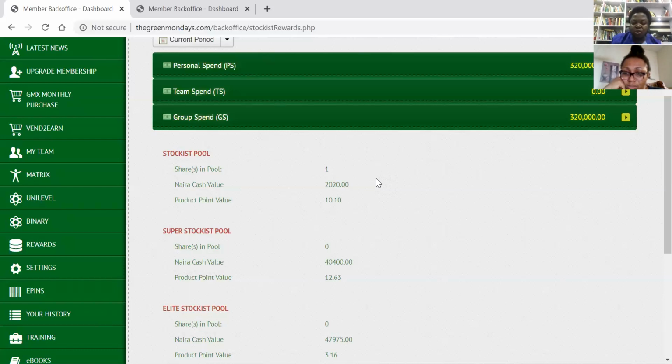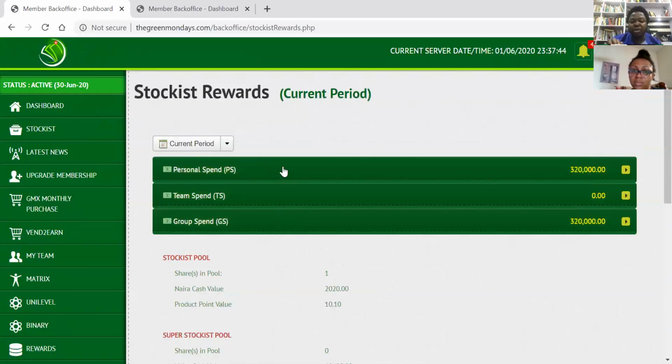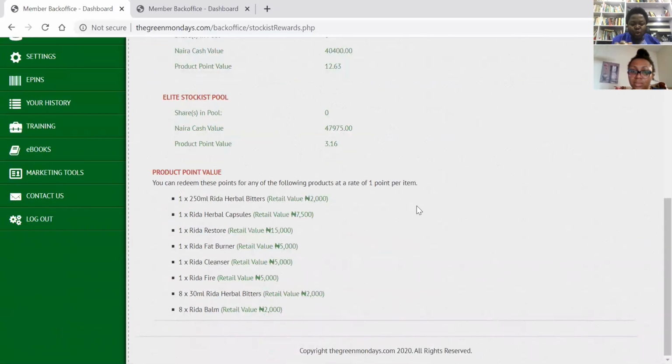Let's scroll up a bit. So look at the points. It says that your product point value, you have 1 point. For each point, you can pick either of these. You can pick one 250 mils. You can pick one capsule per point. You can pick one restore per point. You can pick any of them as you like. So basically, you can use your product points how you want. And that's how we say that Stockists earn in cash and product.